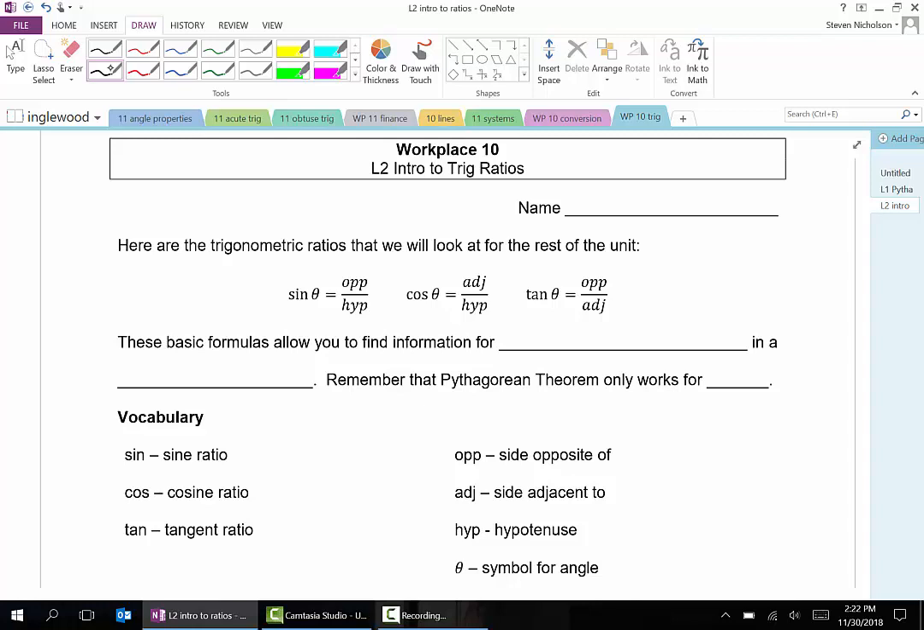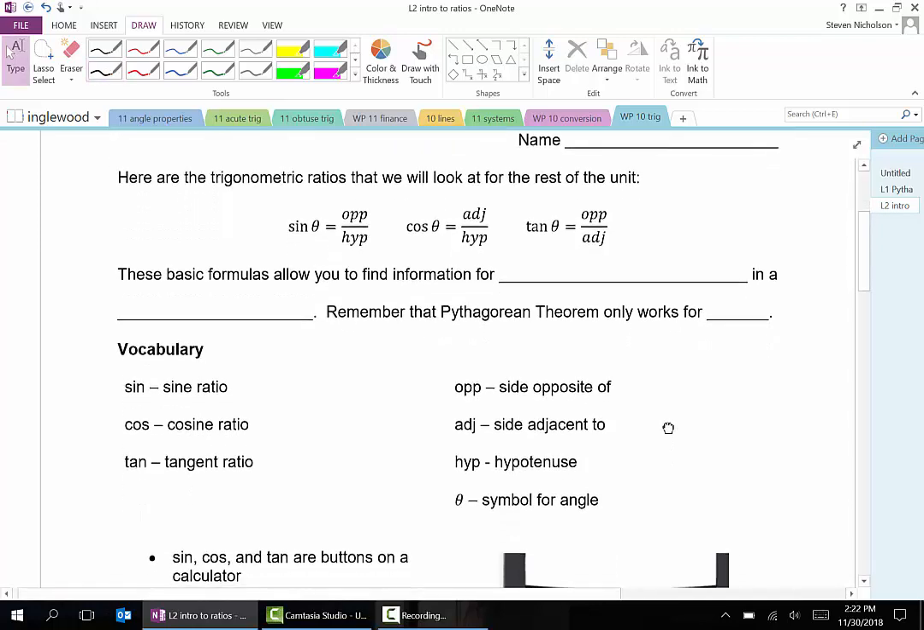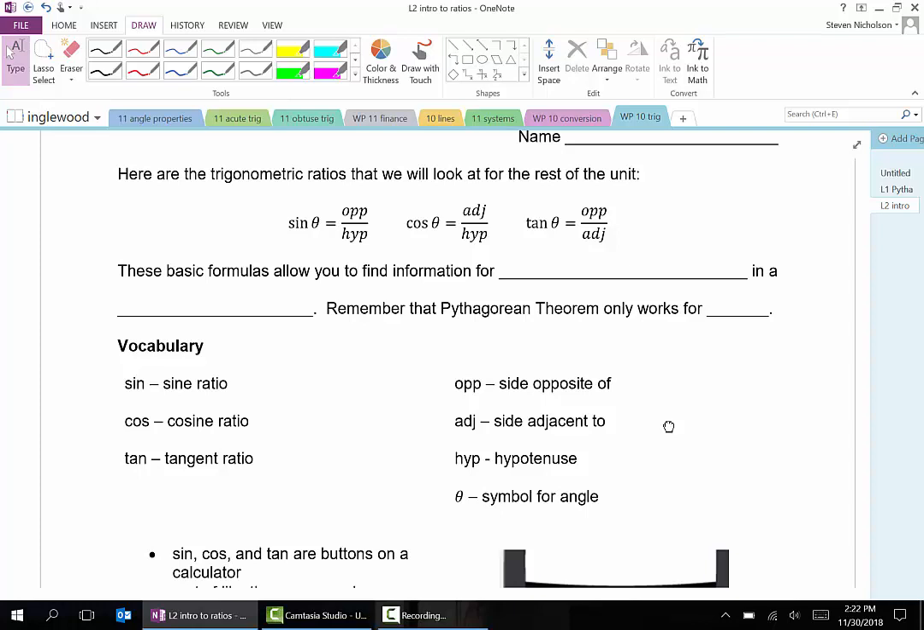Last lesson we looked at Pythagorean theorem. Today we're going to look at 3 new formulas that help you find information about sides and angles in a right triangle. So these 3 trig ratios, trigonometric ratios, we're going to look at are the sine ratio, SIN, the cosine ratio, COS, and the tangent ratio, TAN. And these basic formulas allow you to find information for sides and angles of a right triangle.